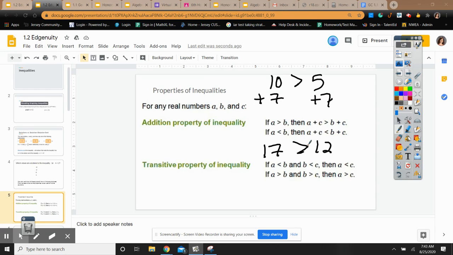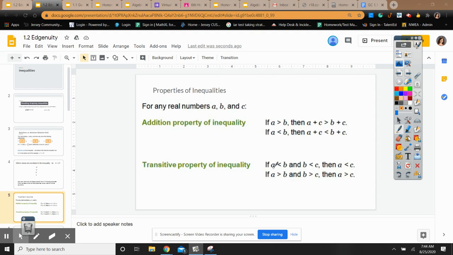I like to think of a barbell. If one side's heavier than the other and you remove the same amount of weight from each side, they're still going to be unequal that way. The same is true with subtraction, addition and subtraction.